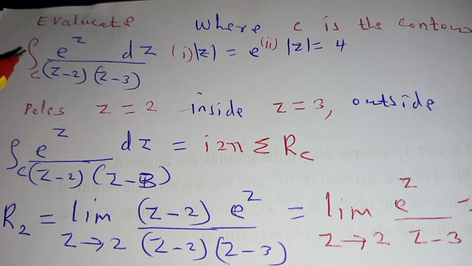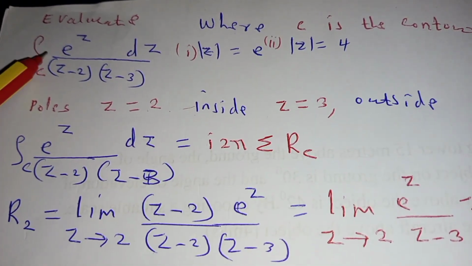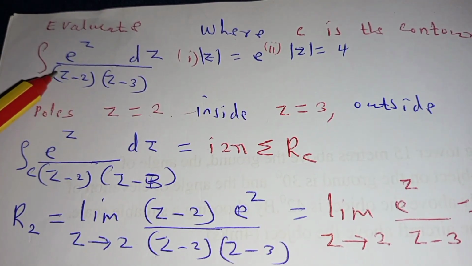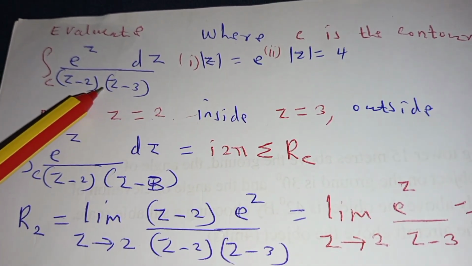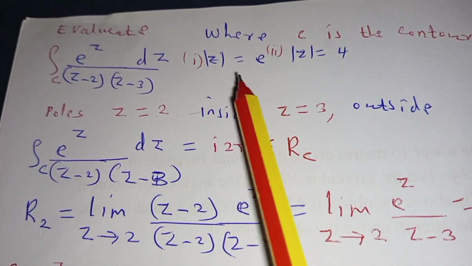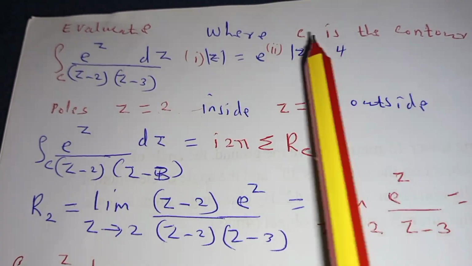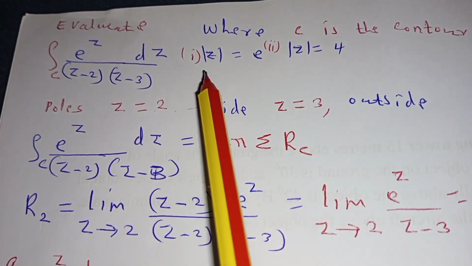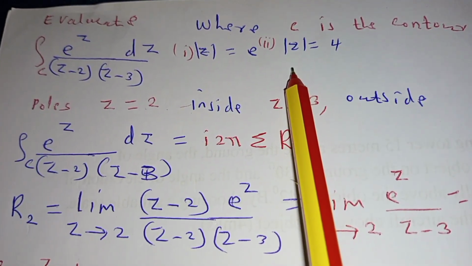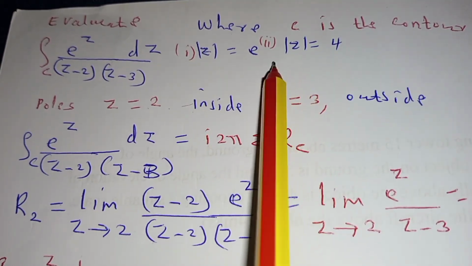Hello, let us see how to evaluate a complex line integral. You are given this exponential z divided by bracket z minus 2 bracket z minus 3. So you are going to integrate it along c, which is a contour given by these two cases: modulus of z is equal to exponential e and modulus of z is equal to 4, inside these two circles.